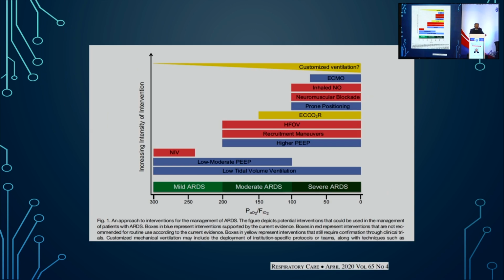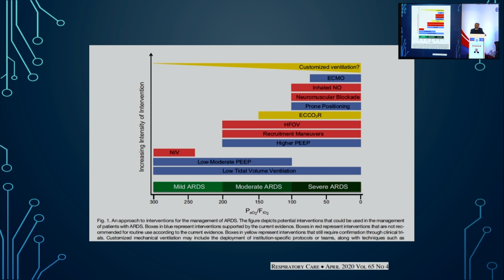So now going back to the management of ARDS, for mild ARDS, you can manage with non-invasive ventilation or high-flow nasal cannula. If the patient is on mechanical ventilation, you use low to moderate PEEP and low tidal volume ventilation. If the disease progresses to moderate ARDS, then you may require higher PEEP. You do recruitment maneuvers, and you can try.